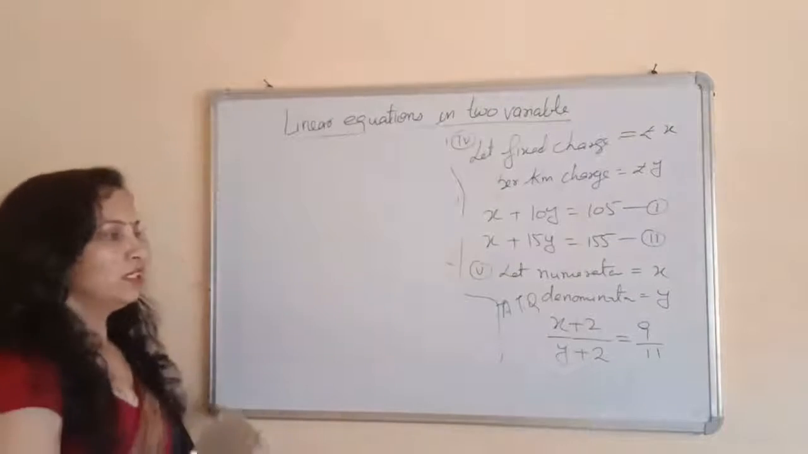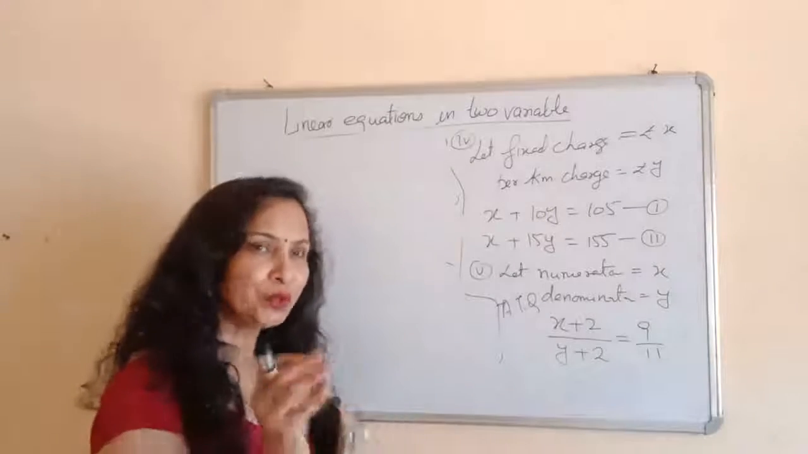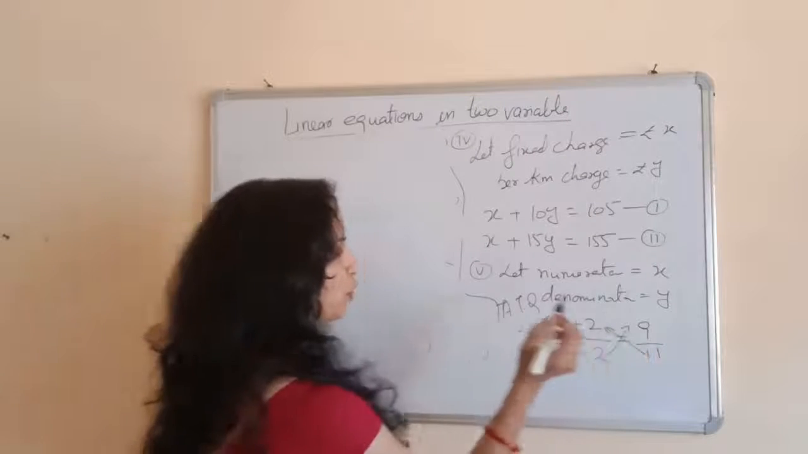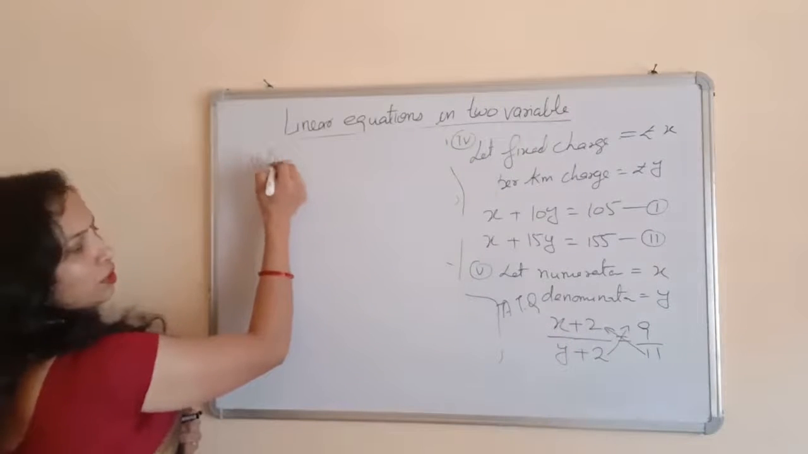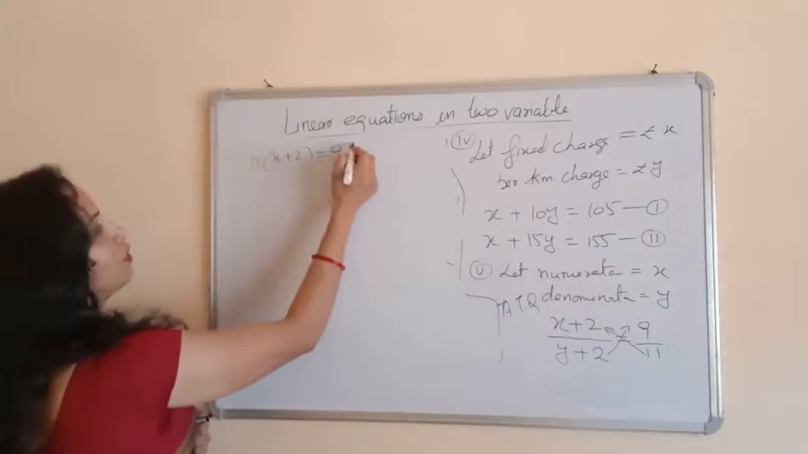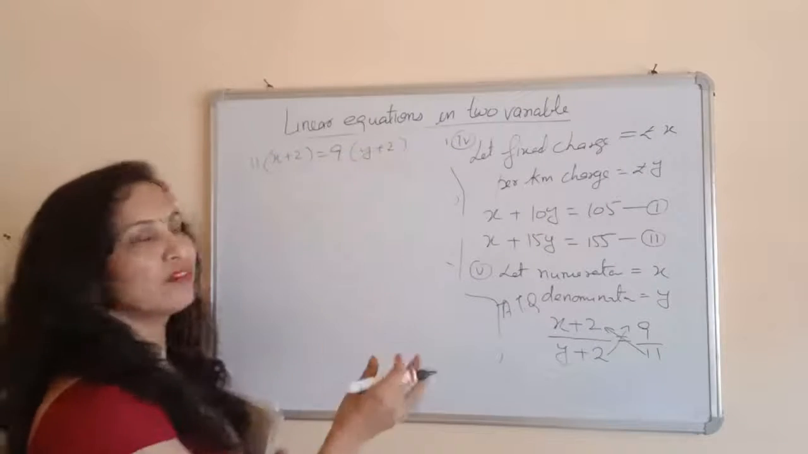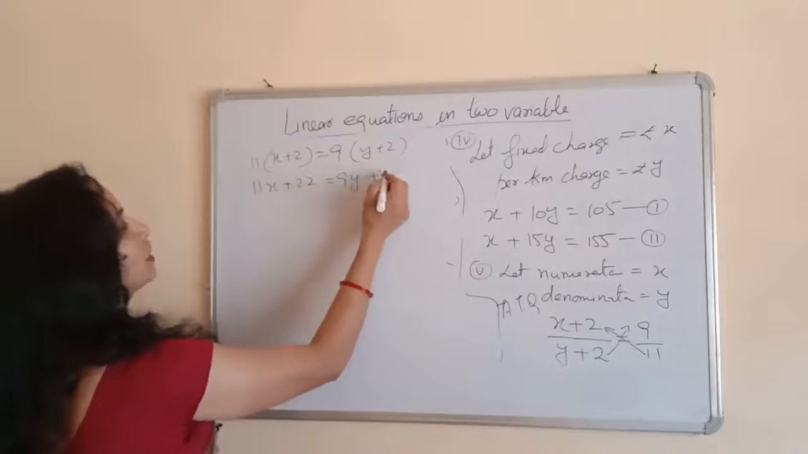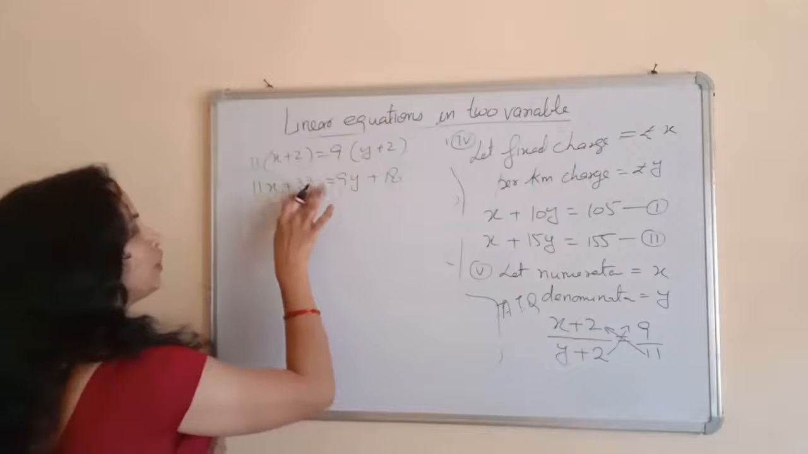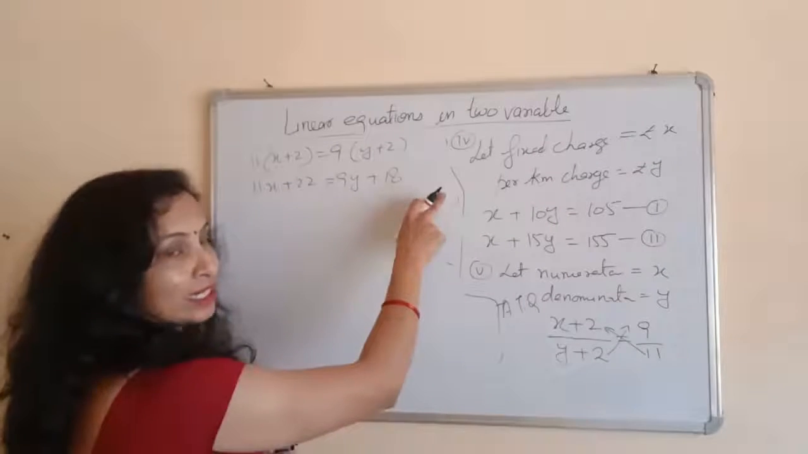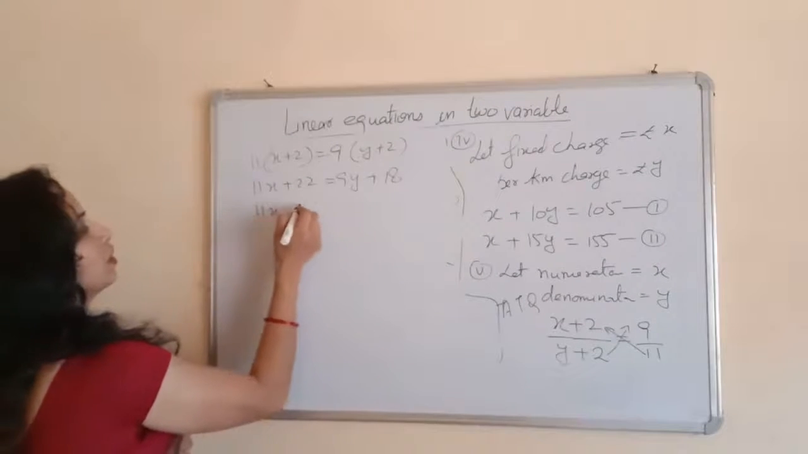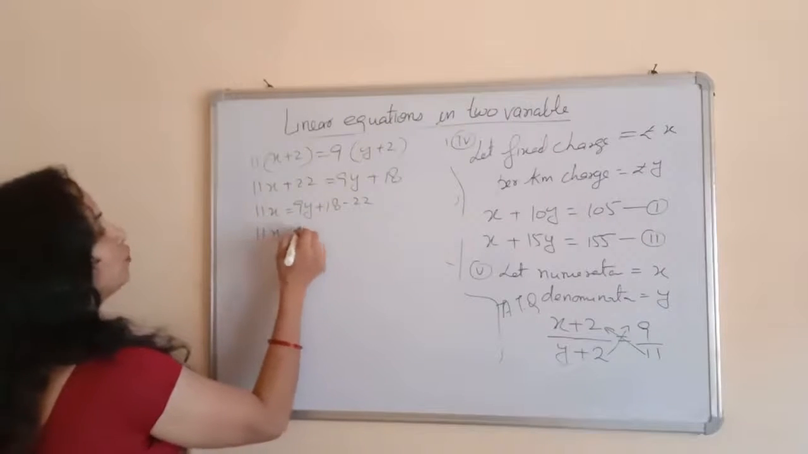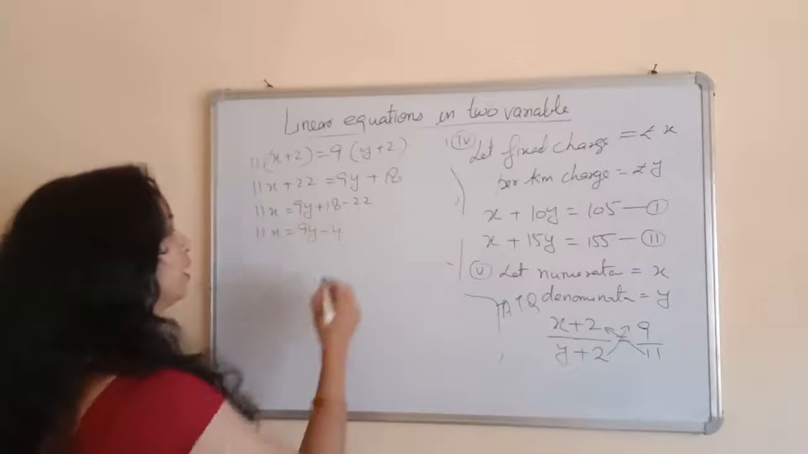So this is the first equation, and you can simplify it by using the cross multiplication method. Take this to the other side by multiplying, and this to the other side. So it becomes 11 into x plus 2 is equal to 9 into y plus 2. Then simplify it: 11x plus 22 is equal to 9y plus 18. When this 22 goes to the RHS, the sign will be changed: 9y plus 18 minus 22. So 11x is equal to 9y minus 4. This is the first equation.